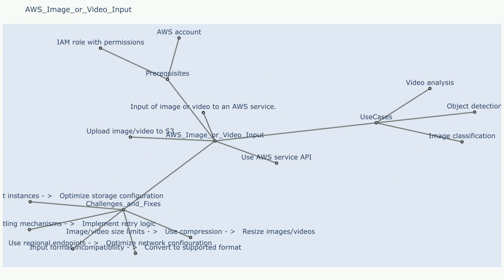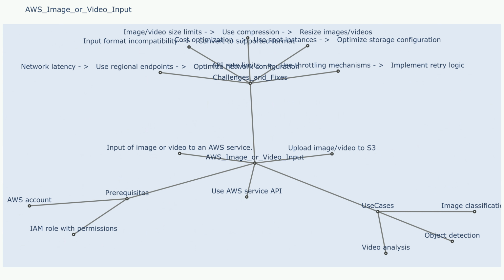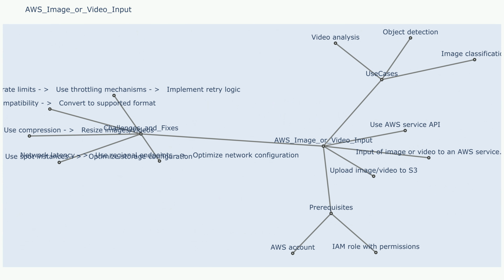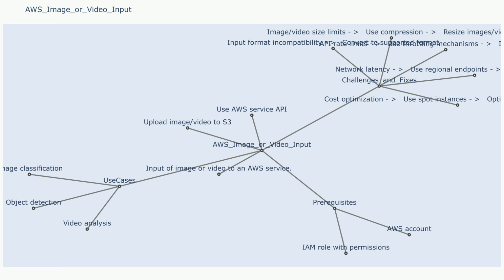Use cases: object detection. Identify objects in an image or video, such as people, cars, or animals. Image classification. Categorize images based on their content, such as identifying different types of flowers or animals. Video analysis. Analyze video content to extract insights, such as detecting motion, recognizing faces, or transcribing speech.